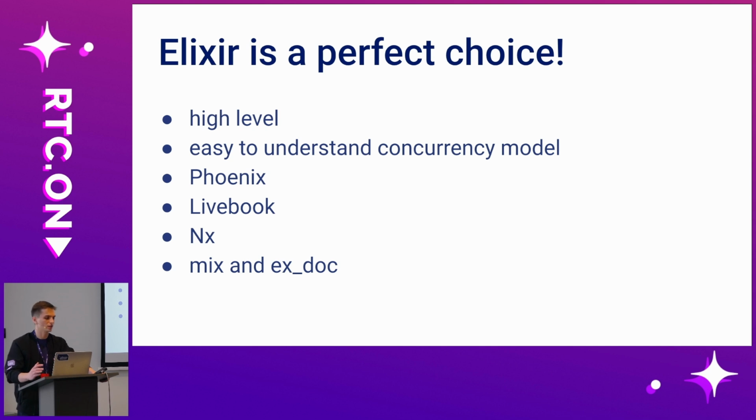And it turns out that Elixir is a perfect choice because it's a very high-level programming language with an easy-to-understand concurrency model based on message passing and data immutability. So there are no shared states, there are no mutexes. We have Phoenix for web applications, Livebook and Elixir NX for machine learning, and also Mix and ExDoc tools.